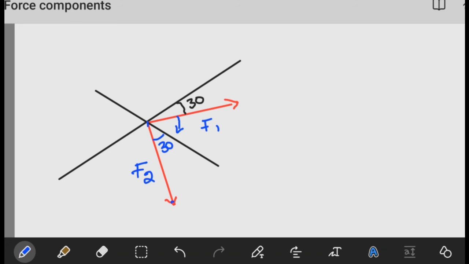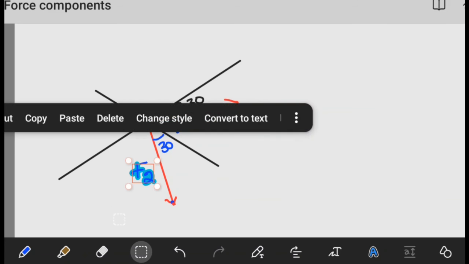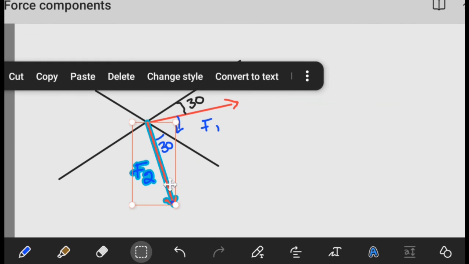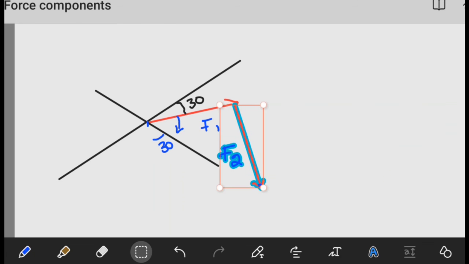Now, how do we do that? To do that, let's shift F2 so that we can take it where F1 ends. So we're going to shift the force F2 so that it comes this side where F1 ends. So once we do that, for now, we're going to leave out the u-axis. We just want to focus on the triangle created by F1, F2, and the resultant.